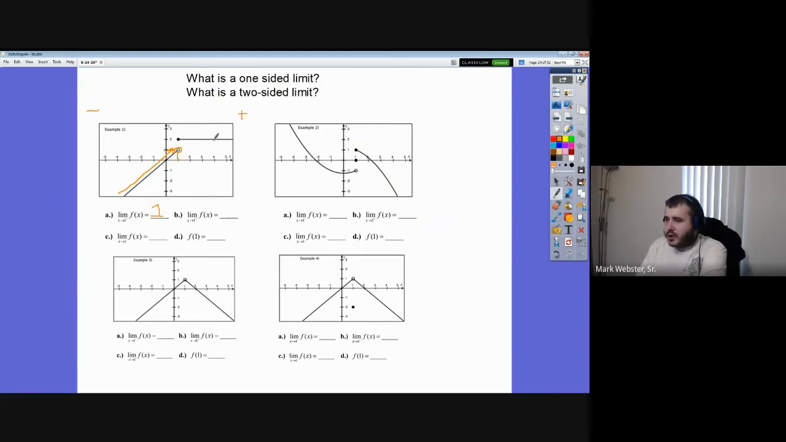Let's go from the other direction. x goes to 1 from the positive side. Where's this one going? We're approaching 1, and here's the spot. So here it's approaching the x value of 1. So what's the y value at our target up here? Isn't that just 2?